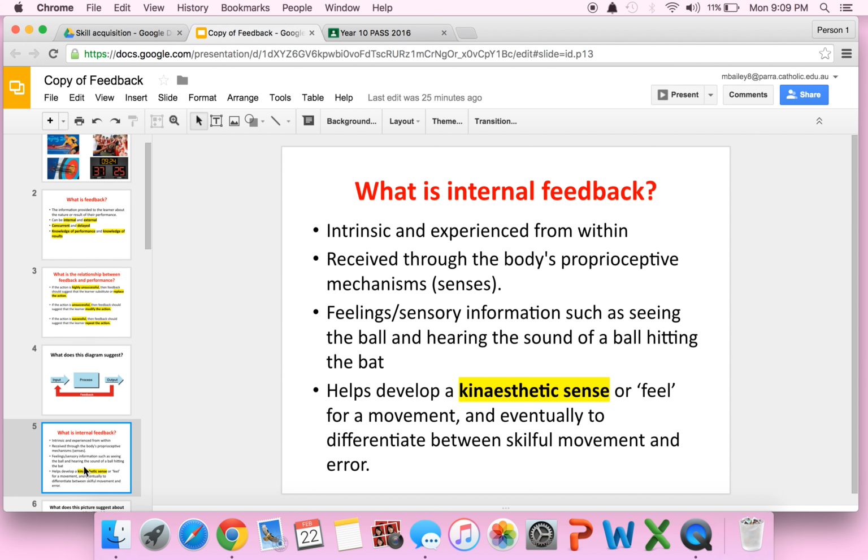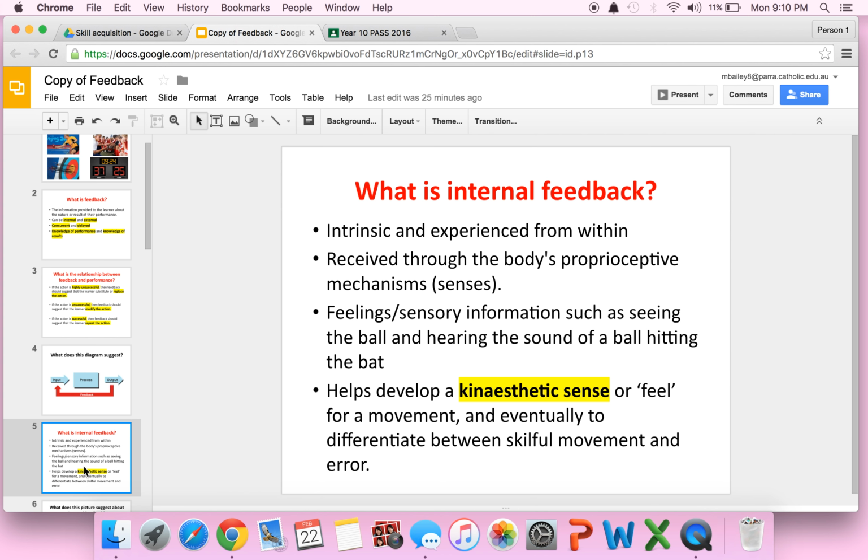Let's now discuss each of the different types of feedback. Internal feedback is intrinsic, or felt or experienced from within. Messages are received through the body's proprioceptive mechanisms or senses. This is made possible through the neuromuscular system sending messages to the brain about how movement is being performed.